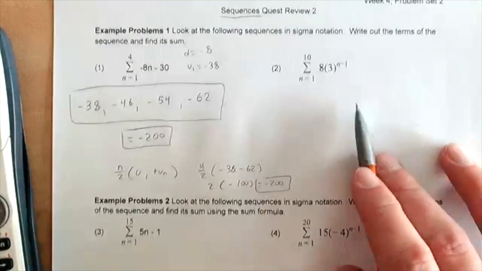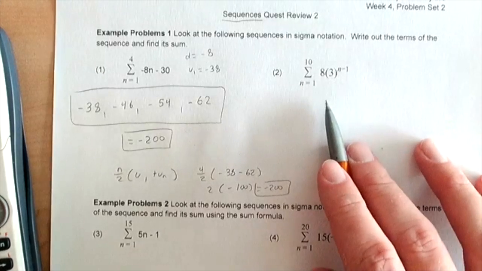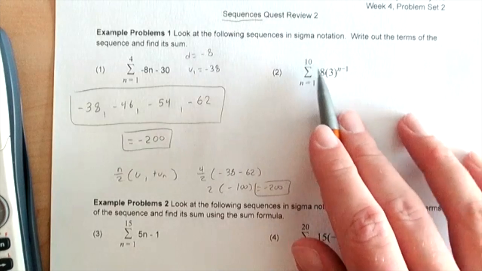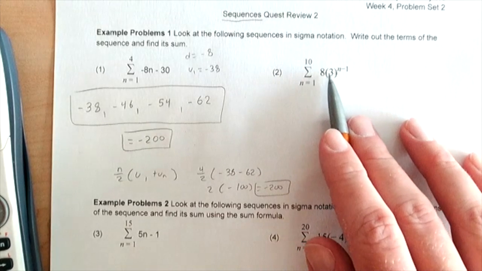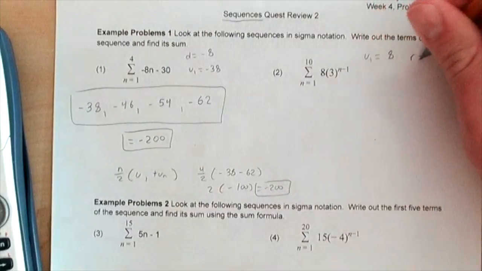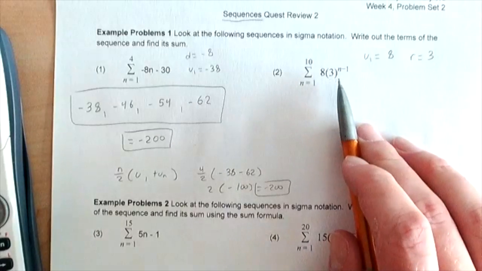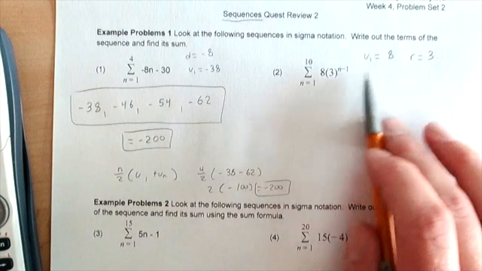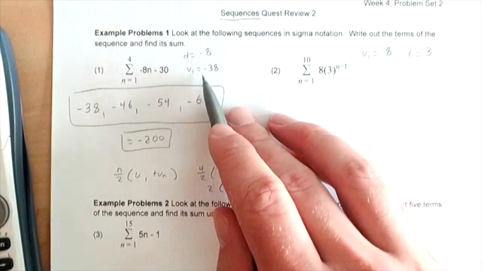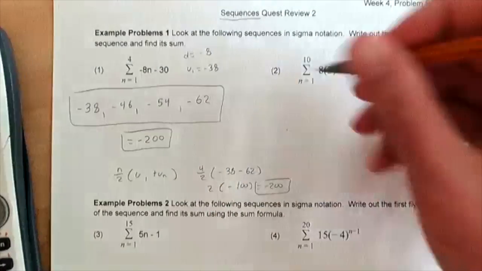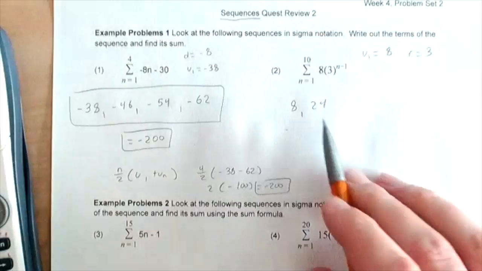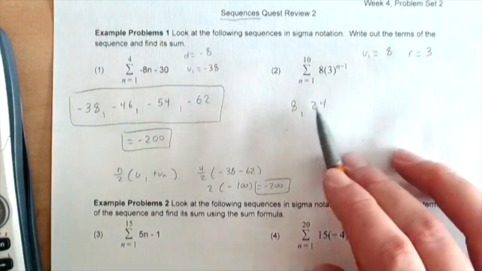For this second one, we now have a geometric sequence, which in some ways is easier. Okay, we have 10 terms to this sequence, and we know that whatever number is on the outside is the first term, and the common ratio is whatever is being multiplied to n minus 1. I think it's easier because we don't even need to do math to figure out the first term. It's given to us right here. So the first term is 8.